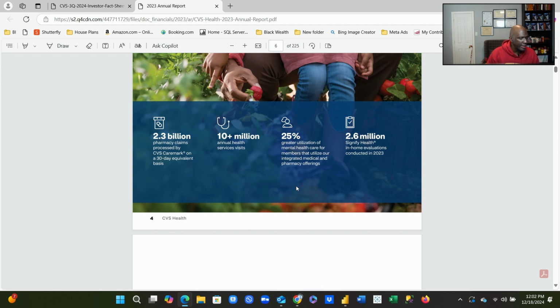25% greater utilization of mental health care for members that utilize integrated medical and pharmacy offerings. So if it's 25% greater utilization, then what? What other utilizations are we comparing this 25% to? Because evidently this 25% is a big number. It's significant, and they want the shareholders to understand that it is being used to create the revenue and profits for the organization.